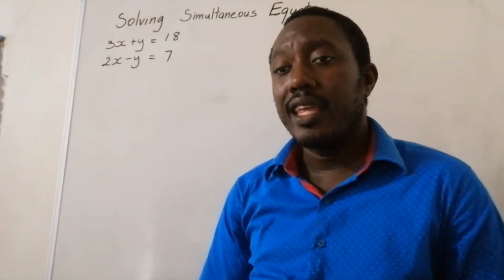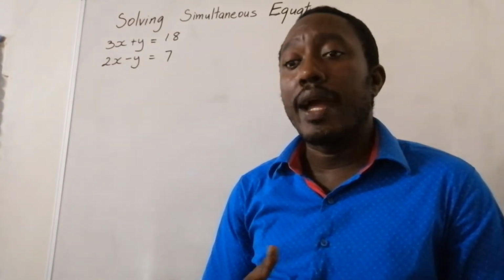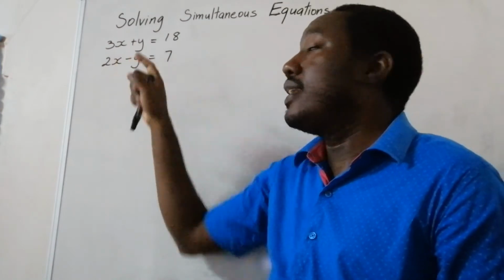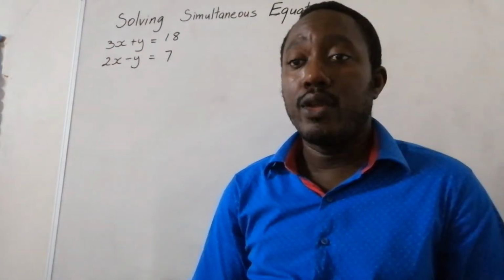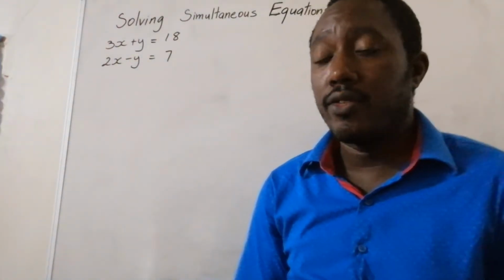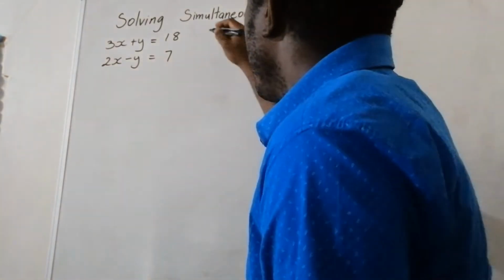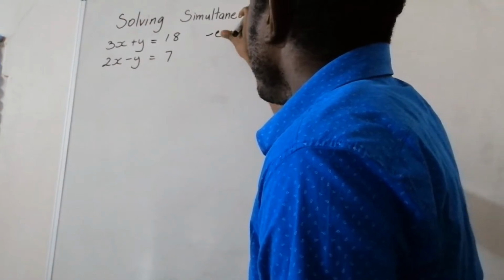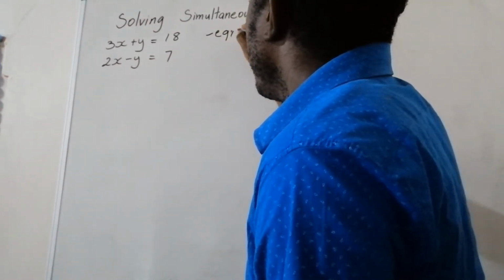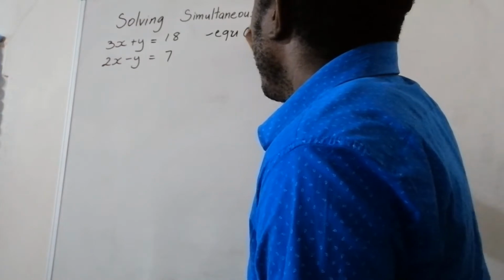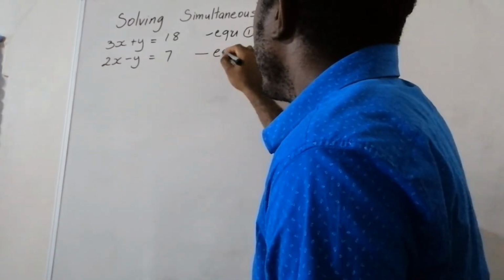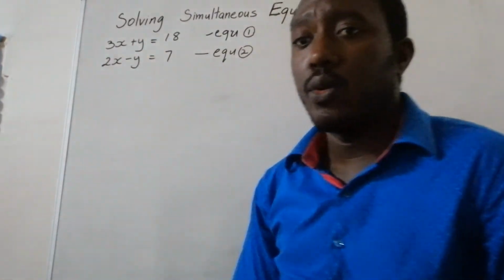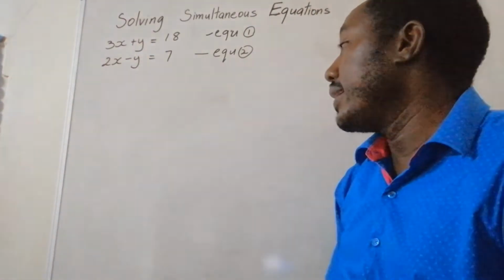If they're the same, we can go right ahead and start. Since we have a positive and a negative 1, we will eliminate the y first. So we will call this equation 1, and this equation 2. Now, we have to get rid of our y values.